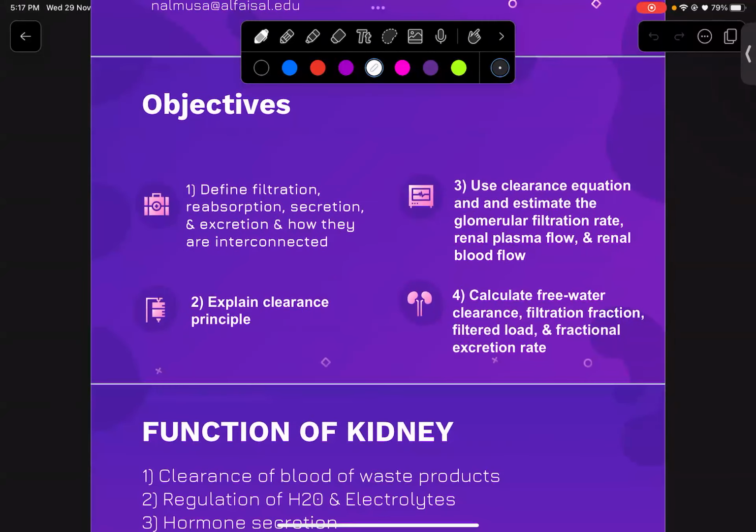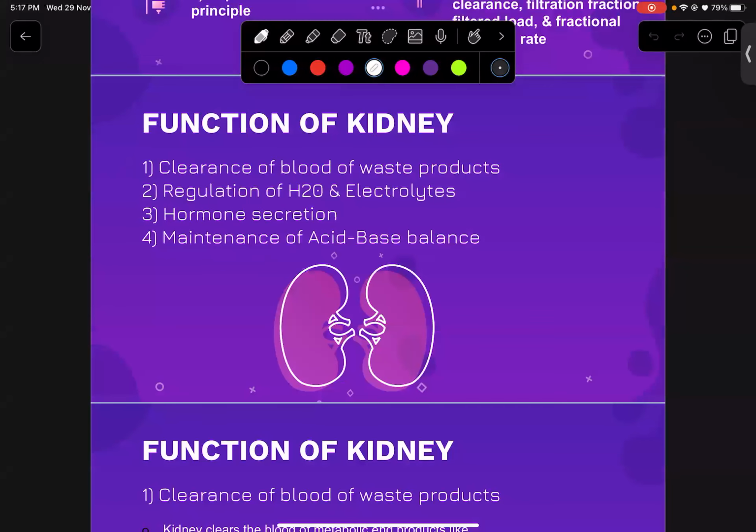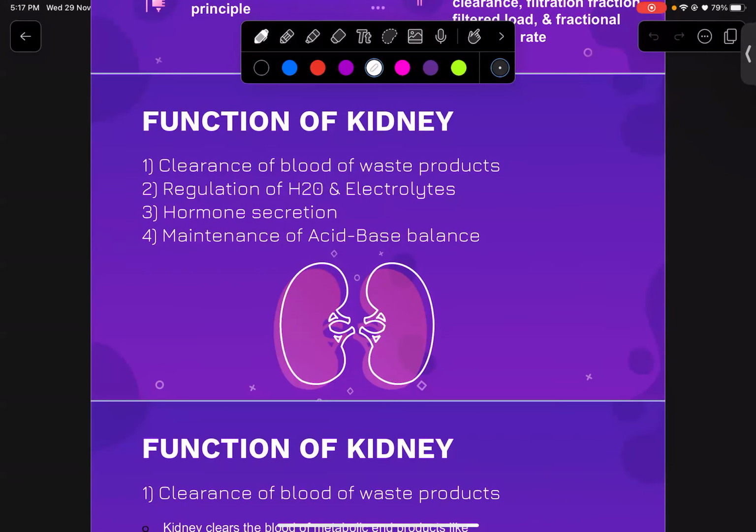First of all, I want to go over broadly what the function of the kidney is. The entire renal physio block is basically going to go through all of these in depth, but it's good to have some kind of broad view on what the kidney does generally. There are four main functions: clearance of blood of waste products, regulation of water and electrolytes, hormone secretion, and maintenance of acid-base balance.